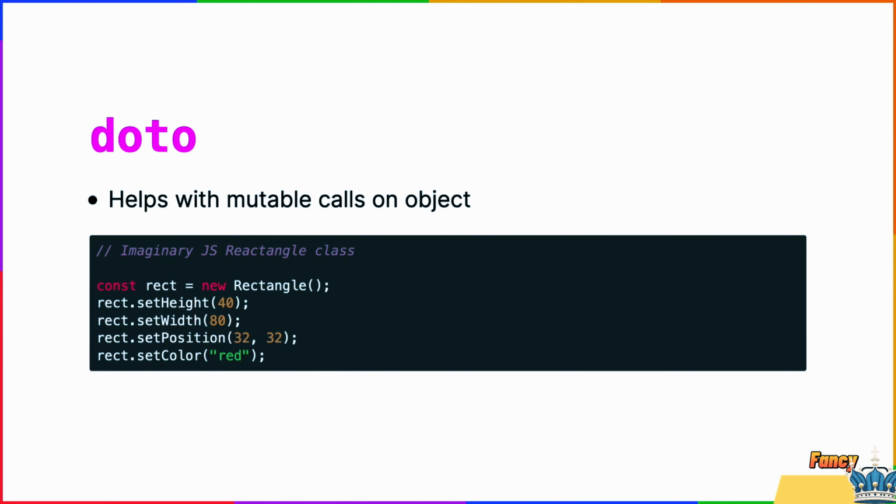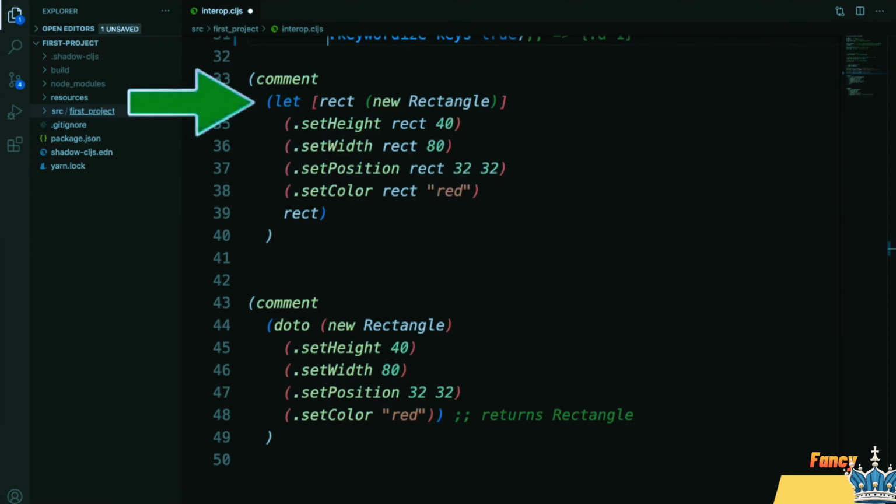Java and JavaScript allow you to write mutable code. For example, you might have a UI element and can call some function on it to set some properties. Like in this example, we instantiate an imaginary rectangle class and call some methods on it. All these operations mutate the internal state of the rect object. If we were to write the same using Clojure Interop, we'd end up with something like this. With the doto macro, we can rewrite the same as follows.